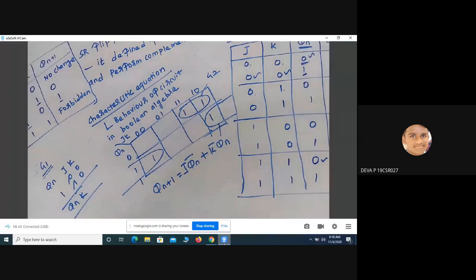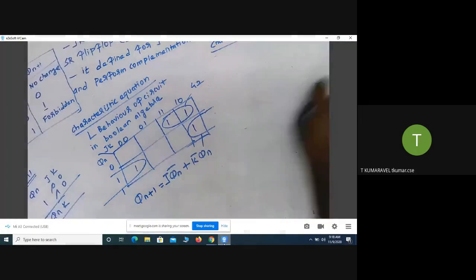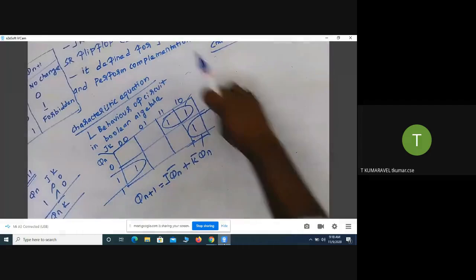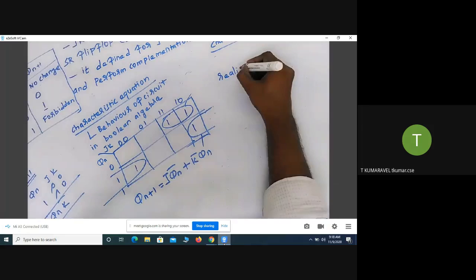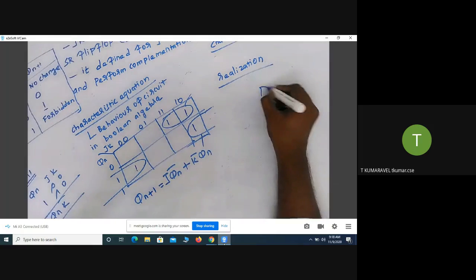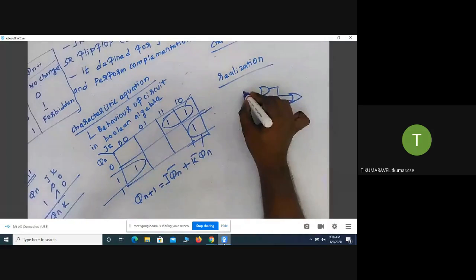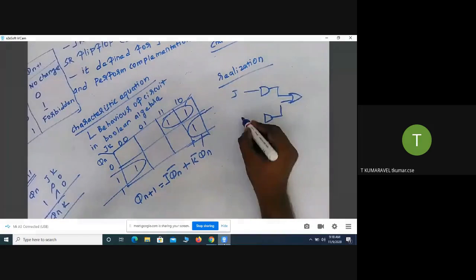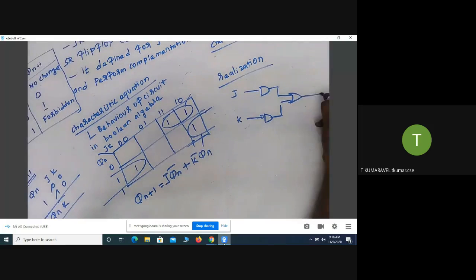The next thing is, whatever I have written in Boolean algebra can be represented in a realization format, which means circuit format. How do you draw that? Two NAND gates and one OR gate are required. One input is J, another is K bar, and here I'm going to add the bubble.